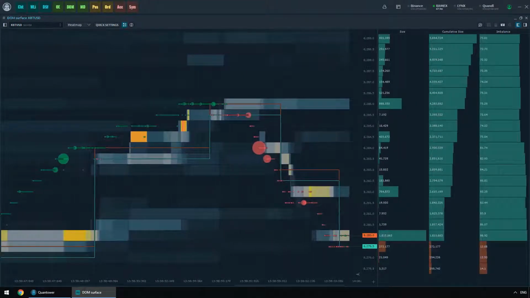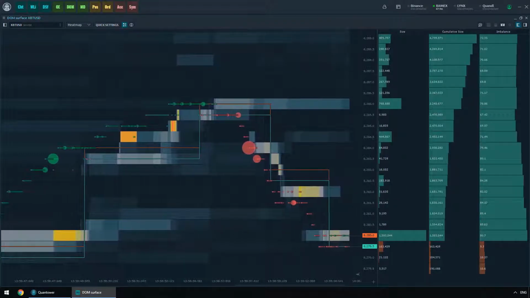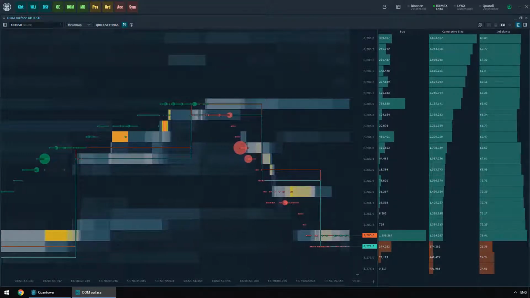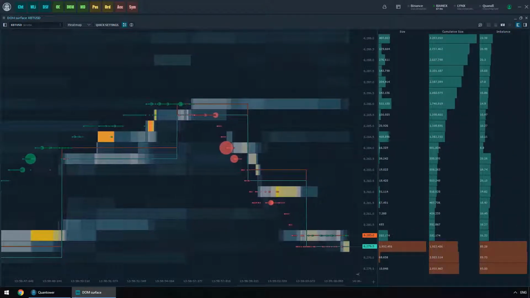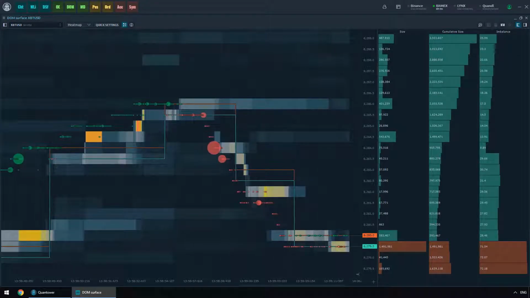The size of the circles depends on the volume of the trade. The larger it is, the greater the volume is. Also, you can see the red and green lines on the chart corresponding to the current bid and ask levels.